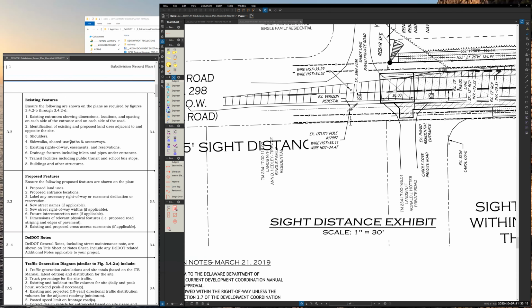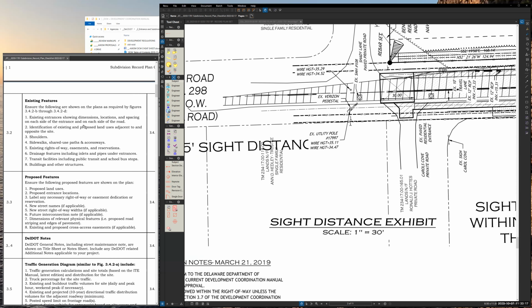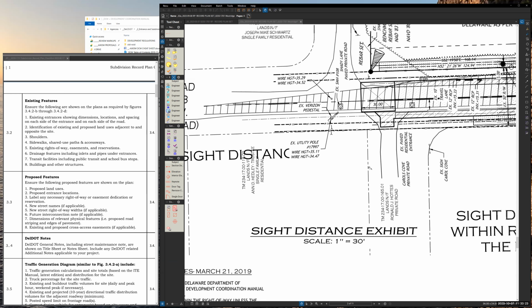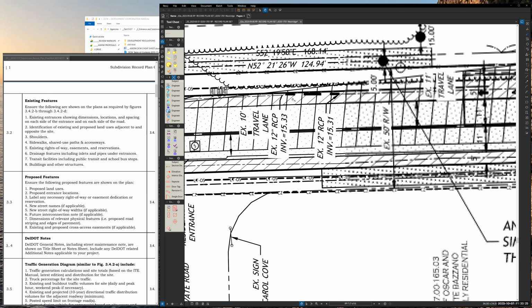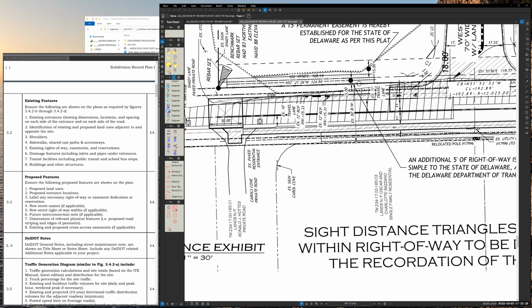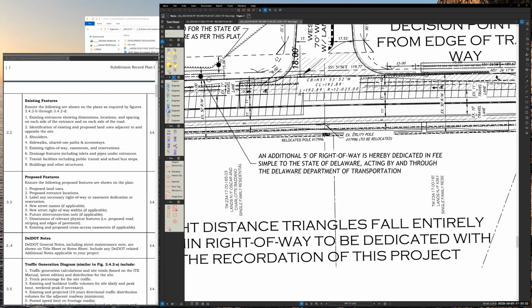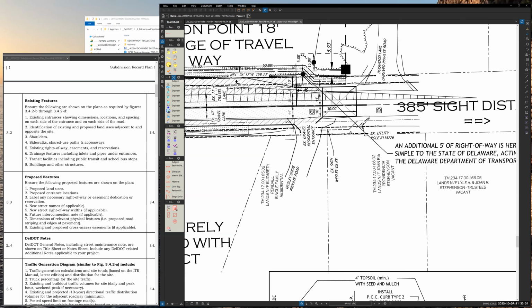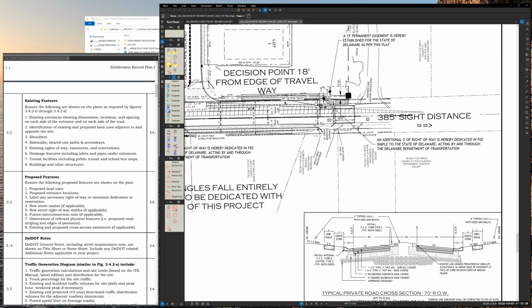If there are shoulders, sidewalks, shared use pathways, existing right-of-way easements and reservations, drainage features including inlets and pipes on our entrances. So we have this drainage pipe here on our entrance, which of course is going to be ripped out. These entrances actually did not have drainage pipes under them. None of them did. Drainage on this road, quite frankly, sucks. I drove it during a rainstorm and it was pretty bad.